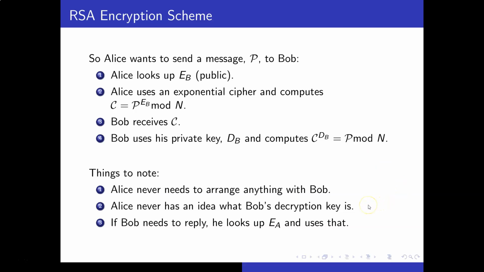The other thing is that while they may know the encryption keys, they have no idea what the decryption keys are. Because N is large and the Euler phi is secret, there's no way that they can recover that information in any sort of timely fashion. On the other hand, if Bob needs to reply, he's going to look up Alice's encryption key. So the encryption key is going to change depending on who you're sending it to. But that's okay. That's easily done. If he wants to reply, he's going to look up Alice's encryption key, encrypt whatever he has to send, and send it back.